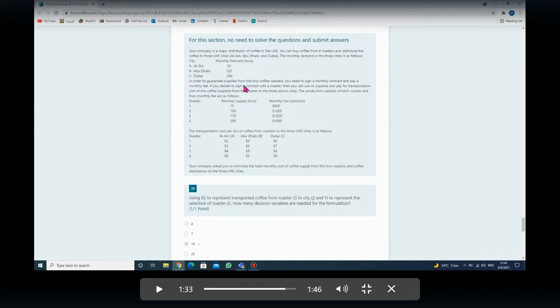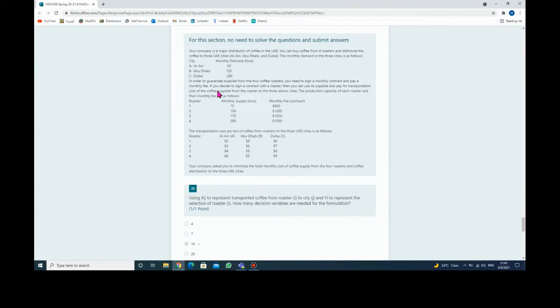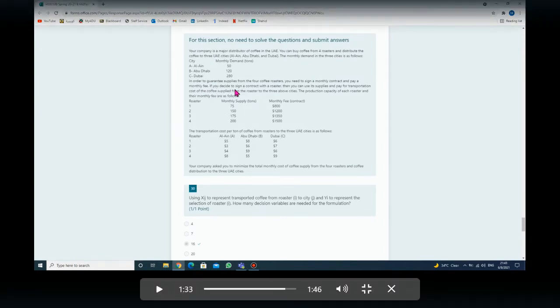In order to guarantee supply from four coffee roasters, you need to sign a monthly contract and pay a monthly fee. Whether to have a contract or not is a decision variable. If you decide to sign a contract with the roaster, then you can use its supplies and pay for transportation cost of the coffee supplied from the roaster to the above three cities. The production capacity of each roaster and their monthly fee is as follows.